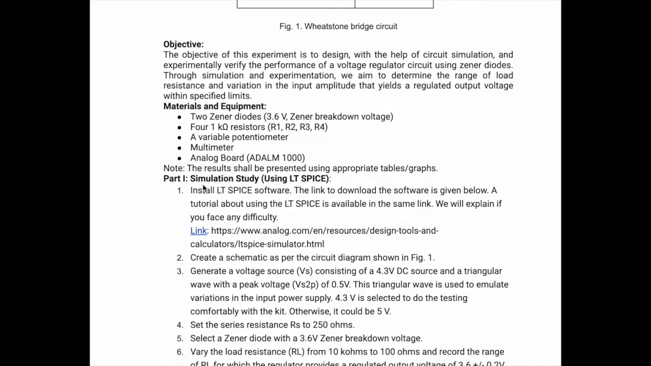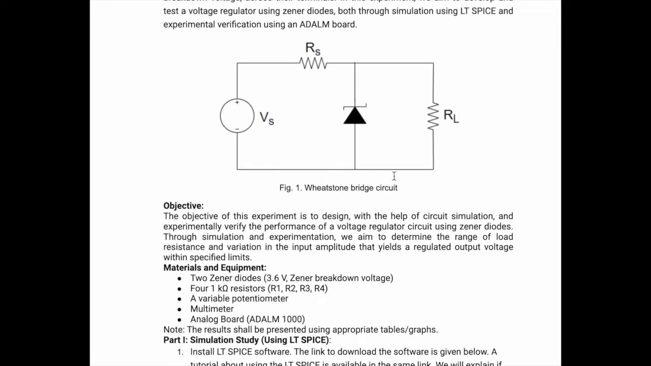In part 1, we will create the circuit using LTSpice software. In part 2, we will do the same but on a breadboard. In point 2 of part 1, we have to create the same circuit diagram shown in figure 1. Vs should be 5 volt, Rs should be 250 ohm, RL, which is the load resistor, is variable for this point from 100 ohm to 10 kilo ohm, and the Zener diode breakdown voltage should be 3.6 volt.